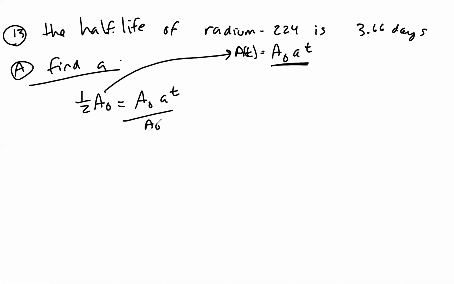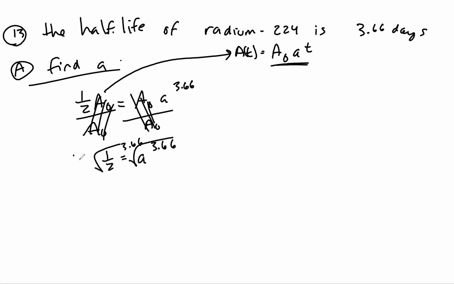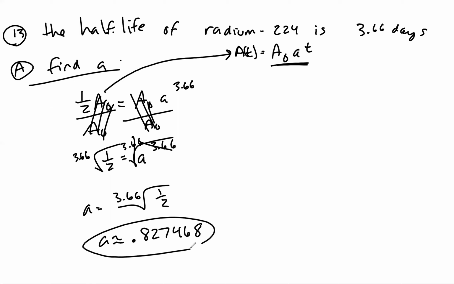And the first step is now to get rid of A sub 0 by dividing both sides. But I got to back up for a second because I'm getting ahead of myself. I forgot. How much time did they tell us? 3.66 days. Okay, so not a t up there, but a 3.66. So I'm left with 1/2 equals A to the 3.66. And now I've got to take the 3.66th root. And so I'm left with A equals the 3.66th root of 1/2. And so when I type all of this in, again, I just type it into the calculator as you see it. And I'm rounding this again to the six decimal places, which again, Hawks will tell you. I get 0.827468. That's my A value.